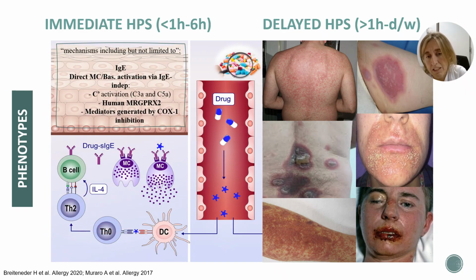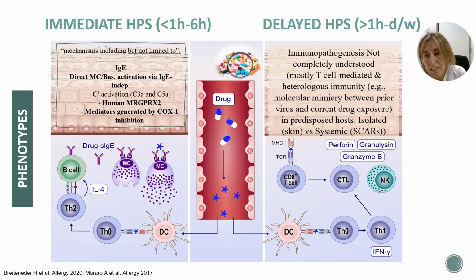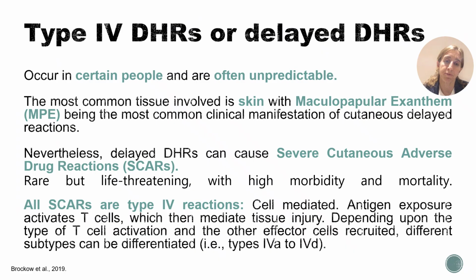In immediate hypersensitivity, we mostly have a lot of mechanisms, including but not limited to IgE, complement and other receptors. And in delayed hypersensitivity, we have an immunopathogenesis not completely understood today, and we have mostly T-cell mediated heterologous immunity and different involvements of other innate cells like NK cells and cytotoxic lymphocytes.